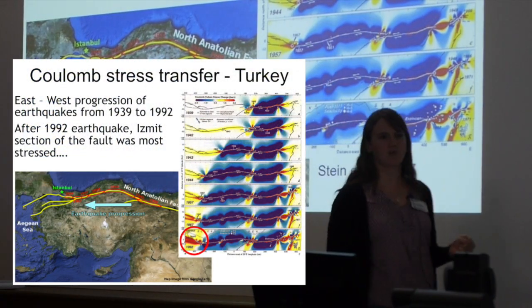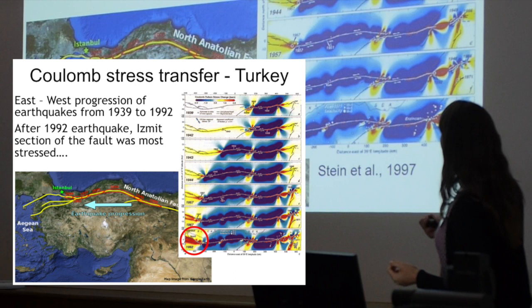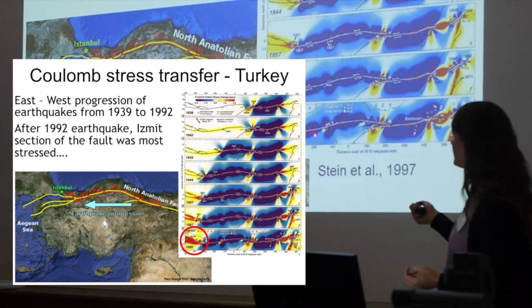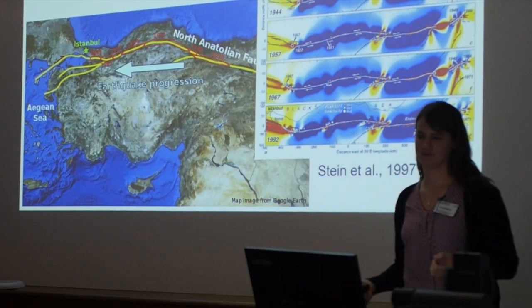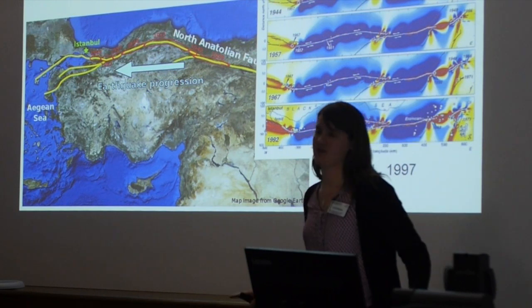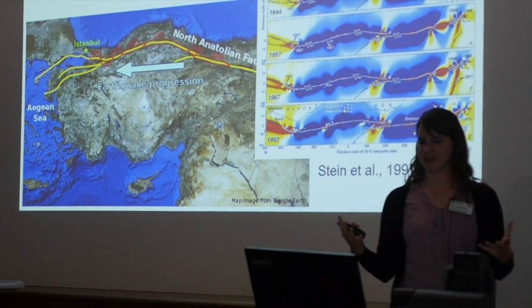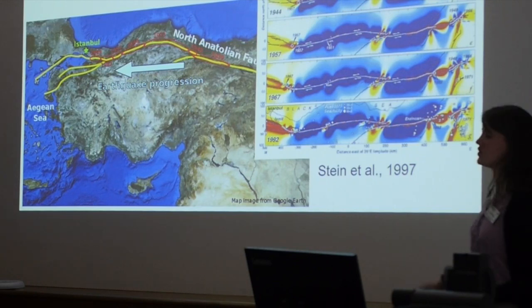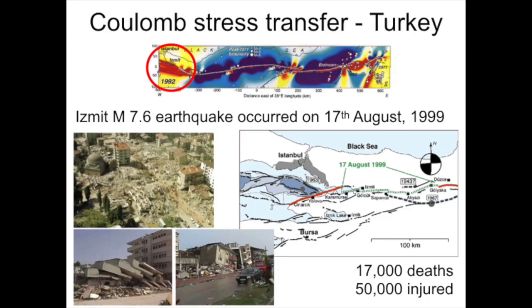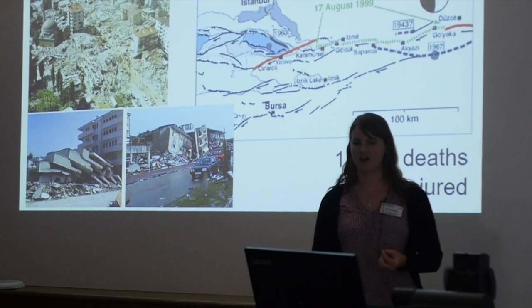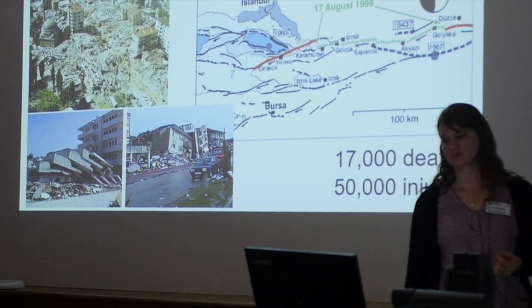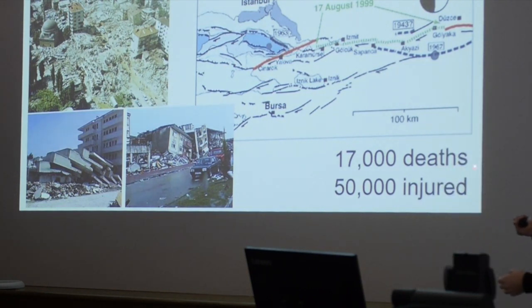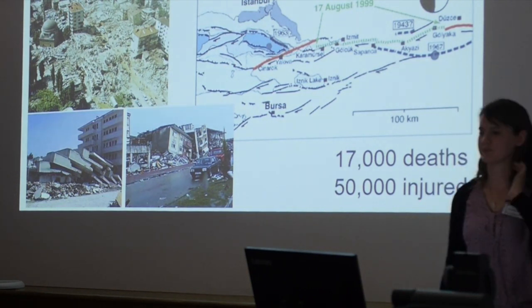So this is the paper that was published in 1997, and what they said in this paper is that the next area to have an earthquake is going to be Izmit. No indication of time, as in when that earthquake was expected to happen, but just 2 years after this was published, there was an earthquake in Izmit. Magnitude 7.6 earthquake occurred in 1999, with 7,000 people killed and 50,000 people injured.